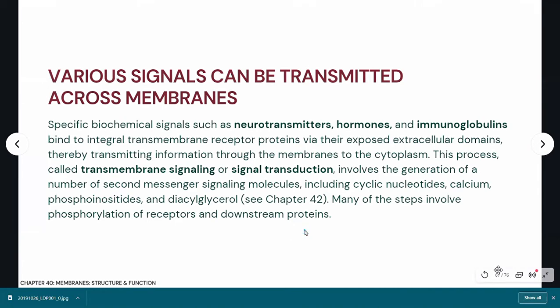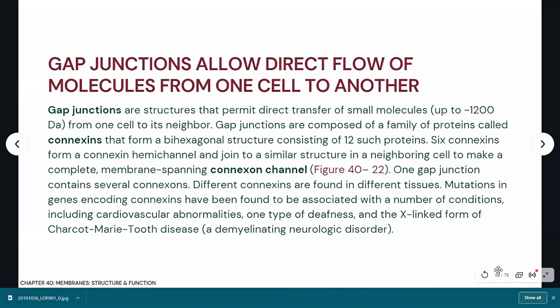Okay, let's look at this. Gap junctions. What are these gap junctions? Now, in between cells, two adjacent cells, they can exchange materials through gap junctions.